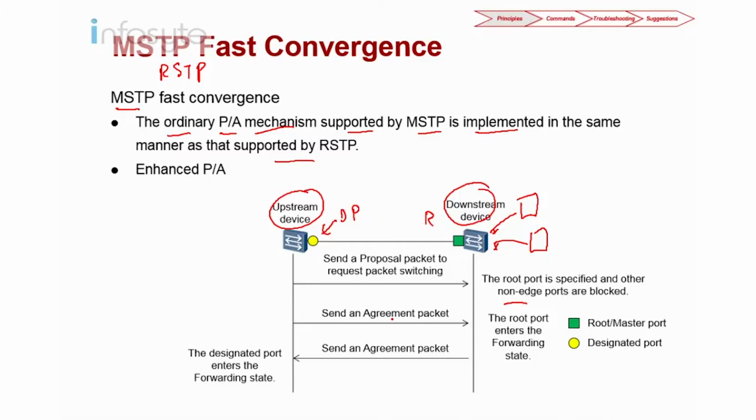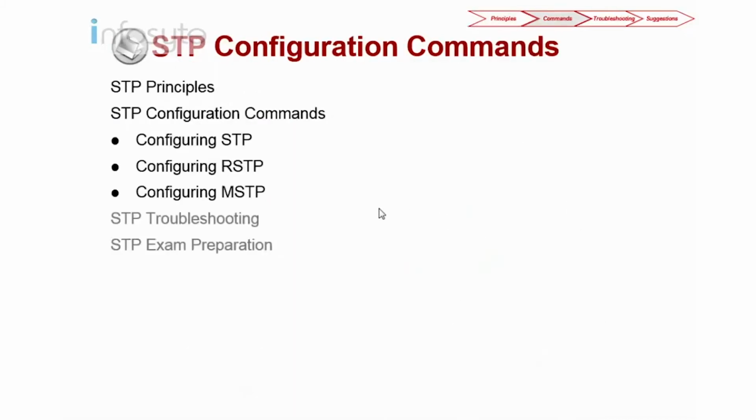Now the second agreement we're going to send, and this time the downstream is going to enter into the forwarding state. Once it goes into the forwarding state, the downstream is going to send an agreement back to the upstream, and here the port will be in forwarding state. So we can see that the proposal agreement on MSTP is similar to what we learned earlier on RSTP. Now let's look into the configuration.